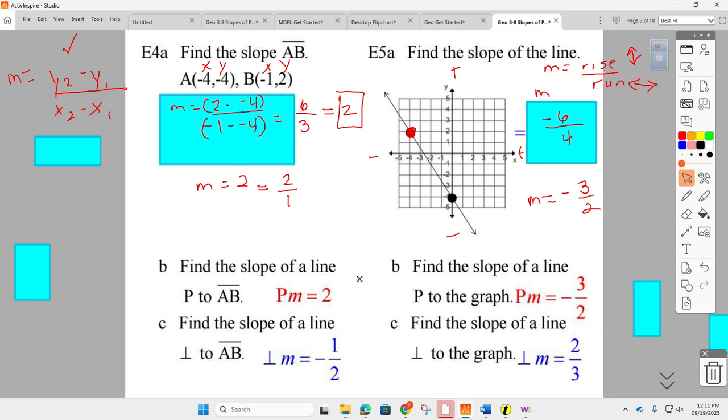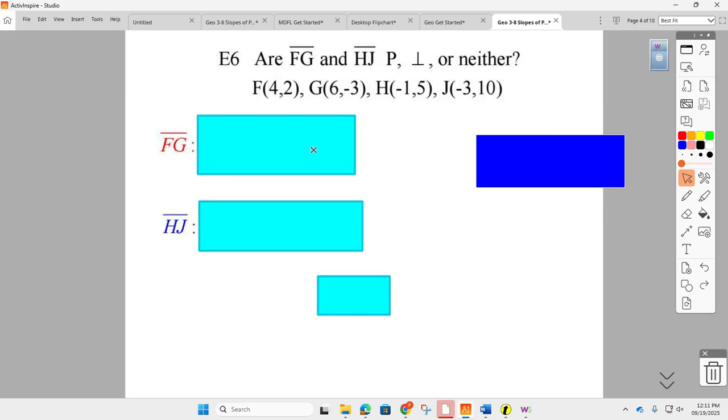Okay. So now we're going to use all that to determine: are these segments that they're giving us parallel, perpendicular, or neither parallel nor perpendicular? If they don't have the same slope, and they're not opposite reciprocals, then we say they're neither. All right? So for segment FG and segment HJ, parallel, perpendicular, or neither? All we can do is find the slope of each of these segments and then compare them.